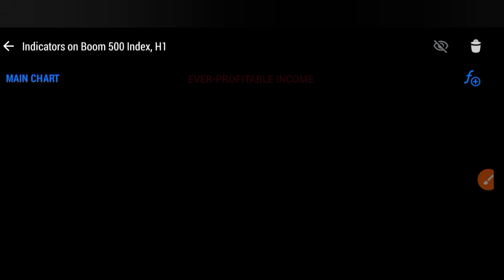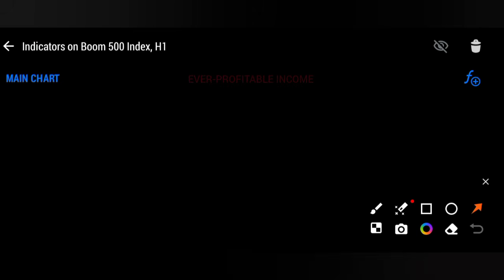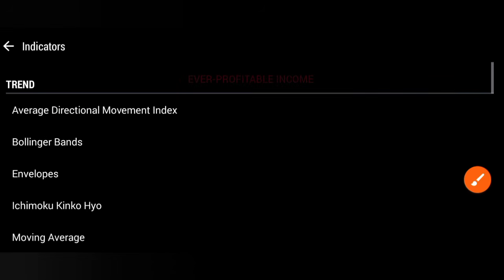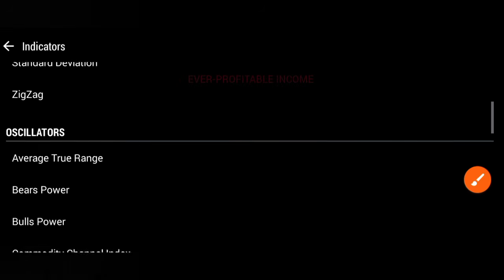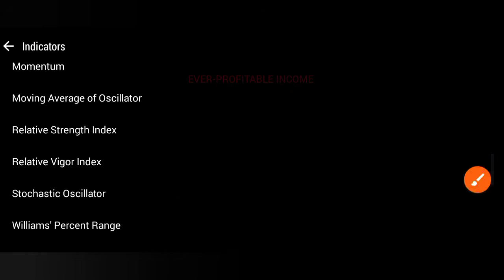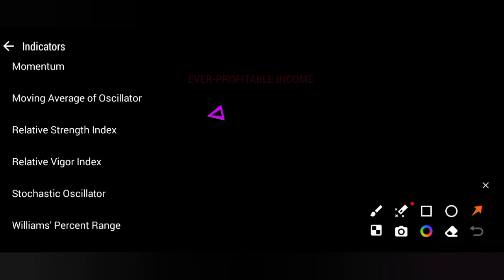Firstly, we're going to be adding the RSI to our indicator window. So click over here, click on F plus, and add your indicator. Scroll down and select your relative strength index. We have it right here. Can you see that? This is your relative strength index, so we're going to set it up.